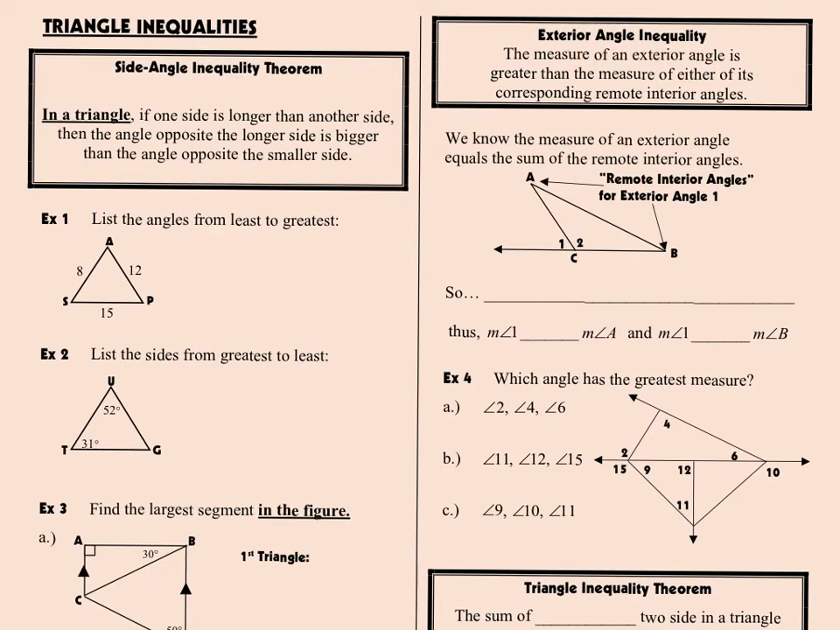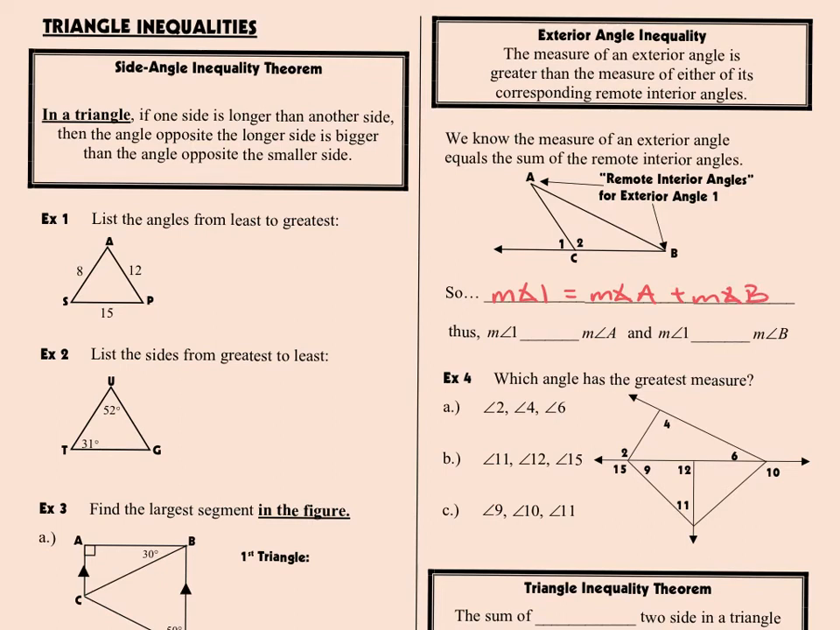So the first thing that we want to remember is that in a triangle, if I create an exterior angle, remember that happens by extending a side, the measure of the exterior angle is equal to the sum of the two remote interior angles. So the way we wrote that before was that we would say that the measure of angle 1 is equal to the measure of angle A plus the measure of angle B.